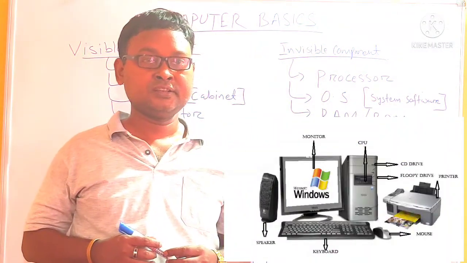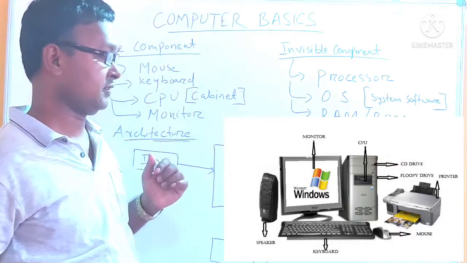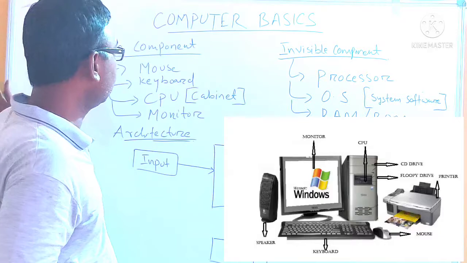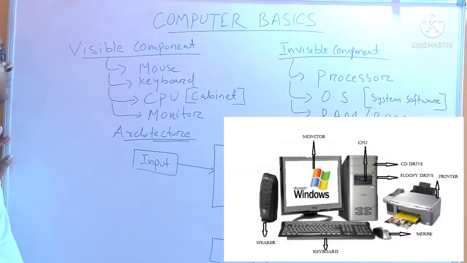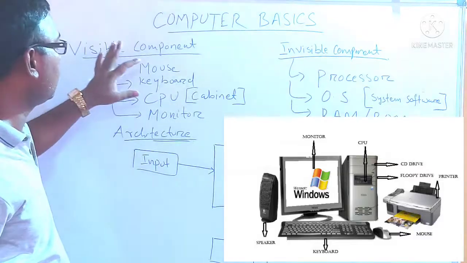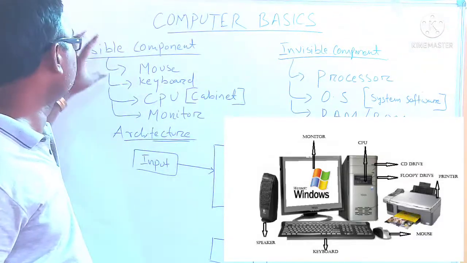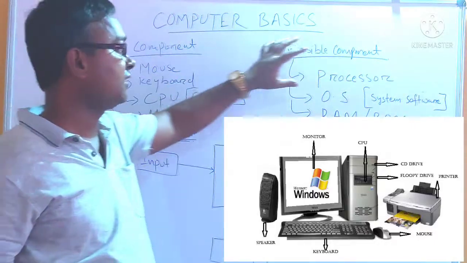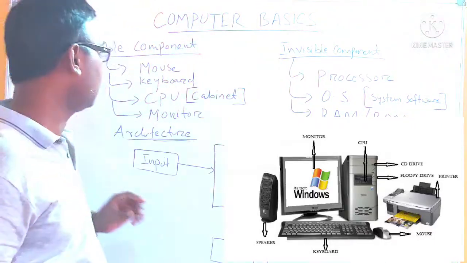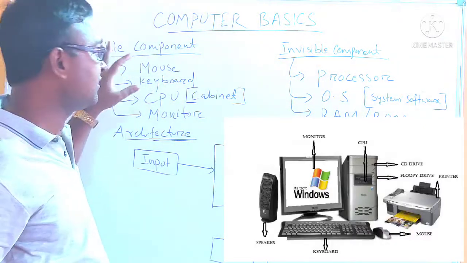So today we are going to learn about the computer basics. Here we are going to cover the various components of your computer system. I have divided your computer system into two different parts. One is the visible component, another one is the invisible component. So let us try to understand what the visible components are.